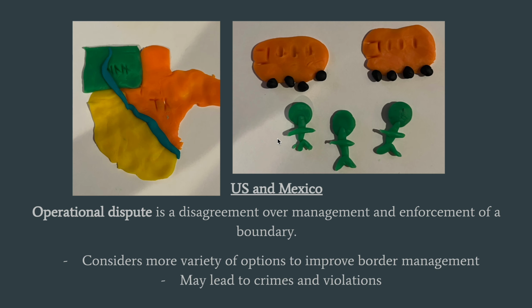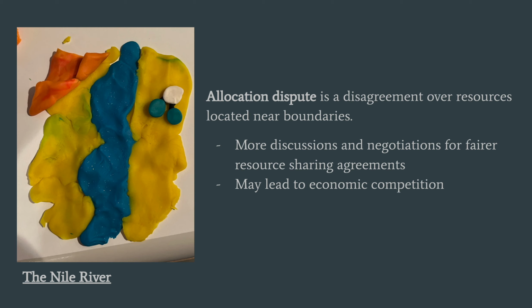Next is operational dispute, and this is when there's a conflict over management of a boundary. Again, a great example is between the US and Mexico in regards to stuff like immigration or transport of goods. Next is allocation dispute, which is disagreement over resources that's located near the boundaries. A great example is the Nile River because countries near the Nile River are fighting over water rights and usages, especially between the upstream and downstream for fair share.